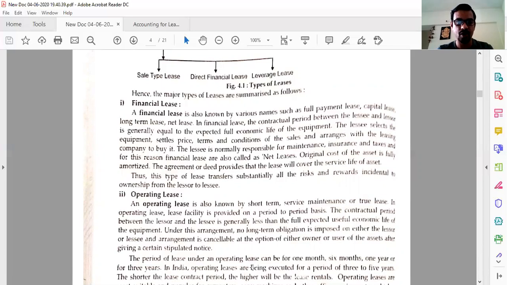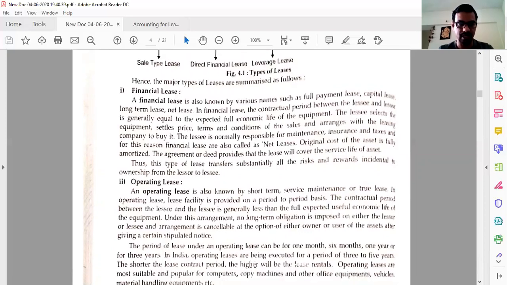The lessee is normally responsible for maintenance, insurance, and taxes, and for this reason financial leases are also called net leases. The original cost of the asset is fully amortized. The agreement or deed provides that the lease will cover the service life of the asset. So this is the financial lease.